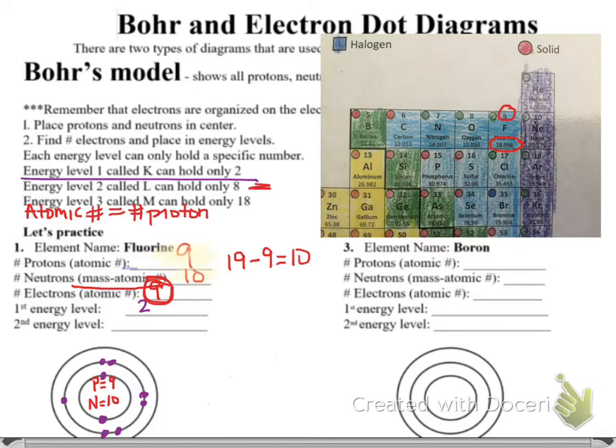And then, so for the second energy level, 9 minus 2 equals 7. Or you can just count them. 1, 2, 3, 4, 5, 6, 7. Okay, got it? Moving on to boron.